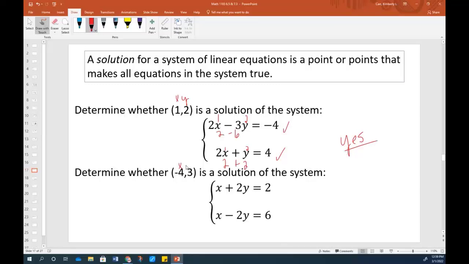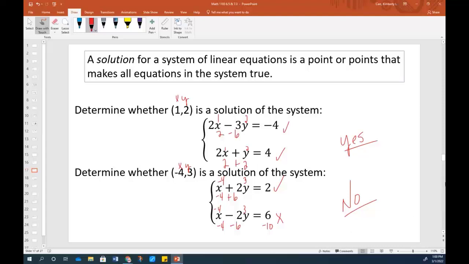Down here again, just doing a separate problem, we have an x and a y: -4 and 3. When I plug that in, I get -4 plus 6. Well, -4 plus 6 is 2. And -4 and 3, plugging them in, that becomes -4 minus 6. But -4 minus 6 is -10. So that one is not the same. That one does not check. And if one of them doesn't check, the answer is no. It has to work in all of them.